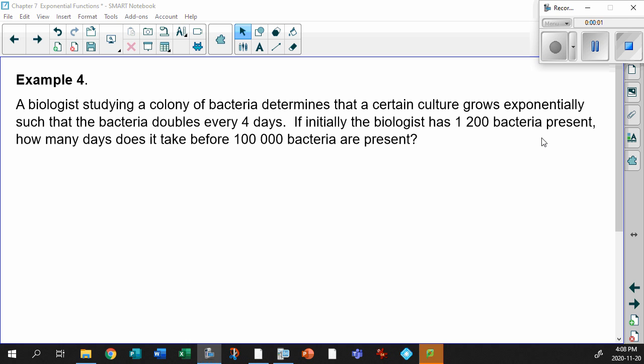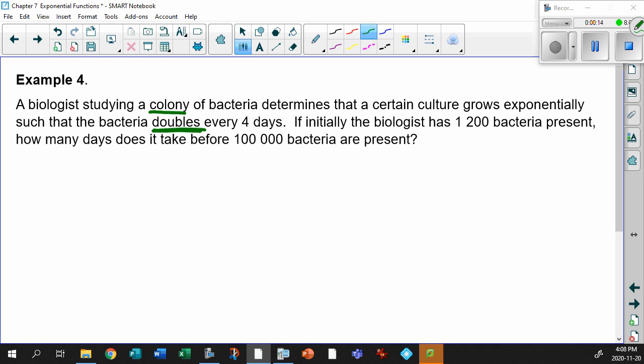Look at the variation of a question we just did, okay? Again, another biologist is studying another colony of bacteria, and determines that a certain culture grows exponentially such that it doubles every 4 days. So there's the growth factor. You're talking 4 days, so that's the period. Every 4 days.